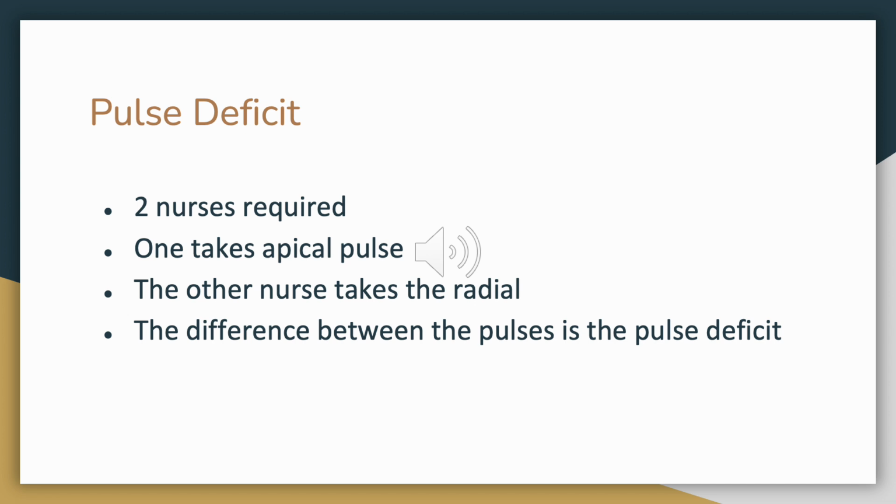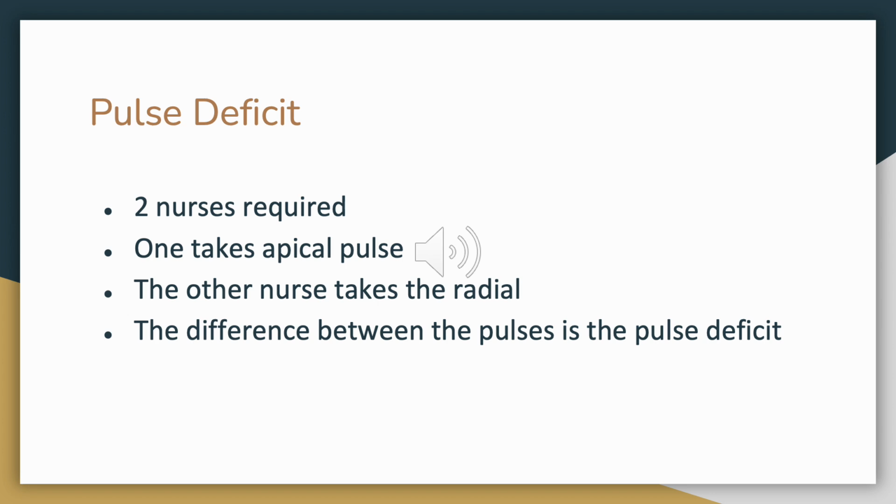Pulse deficit is really important. It takes 2 nurses to determine if somebody has a pulse deficit. One takes the apical pulse, which you need to know where to take an apical pulse. It's at the PMI, which is the point of maximal impulse. So it's at the 5th left intercostal space where it meets the mid-clavicular line. The other nurse will be taking the radial pulse, and the apical pulse will be higher than the radial pulse. The difference between the pulses is going to be called the pulse deficit.